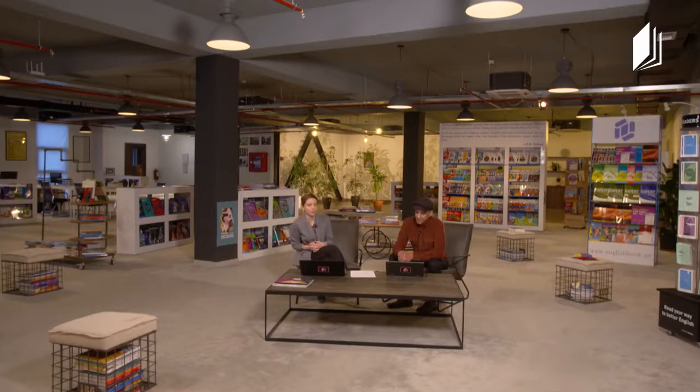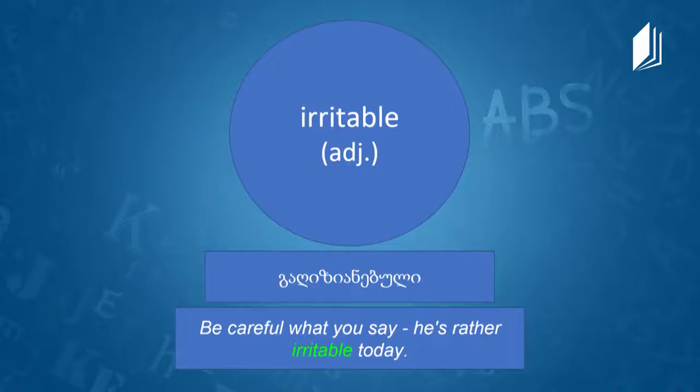So, what is the next word, Mr. Darrow? Irritable. Irritable is an adjective, and in Georgian it is translated as გაღიზიანებული. How would you define that word? This is when you're annoyed very easily. Yes, you're right. So, irritable, გაღიზიანებული.